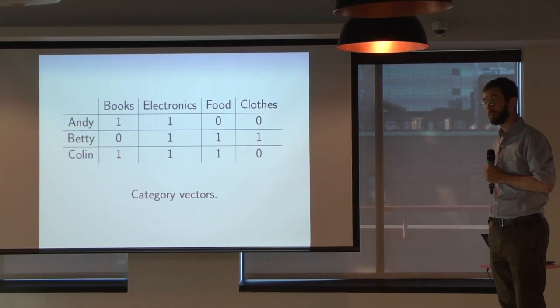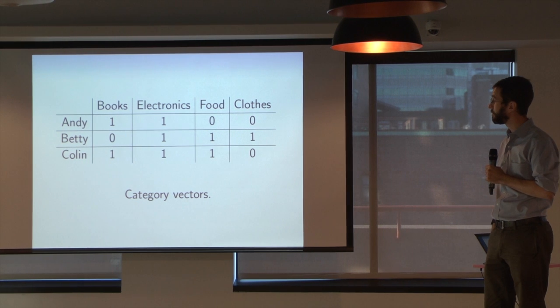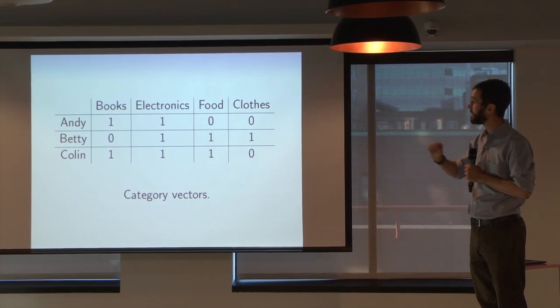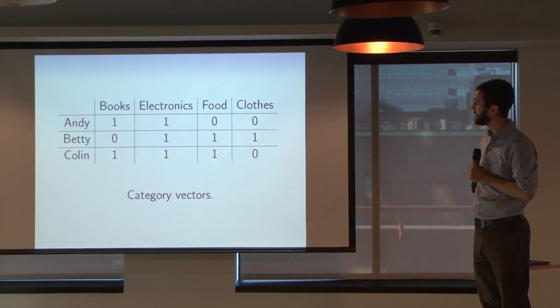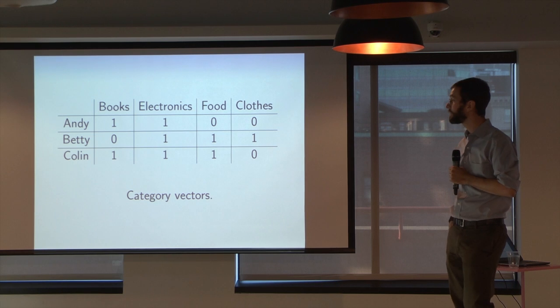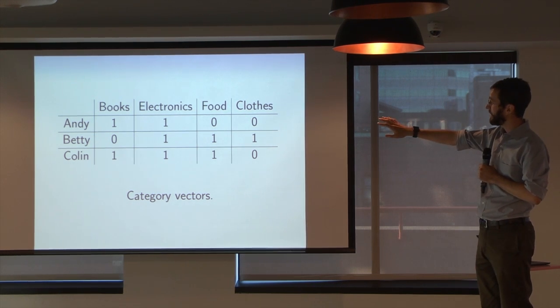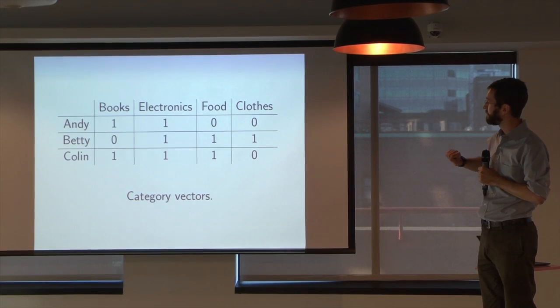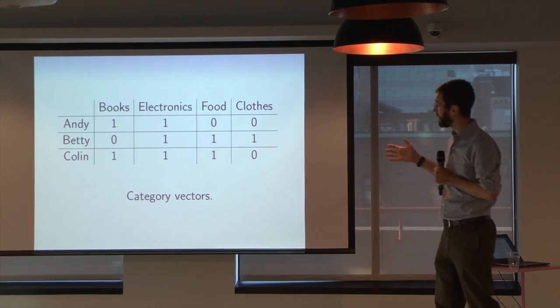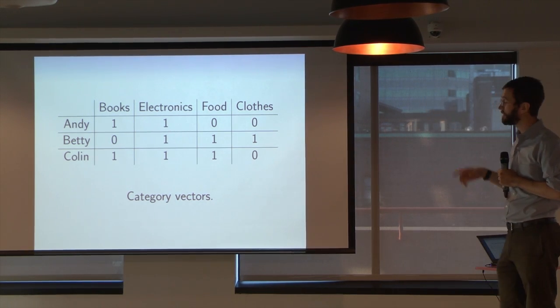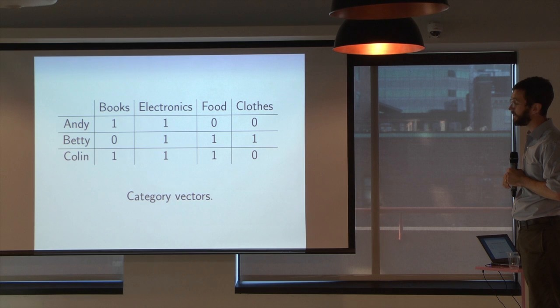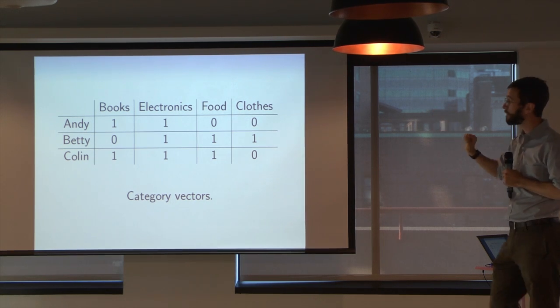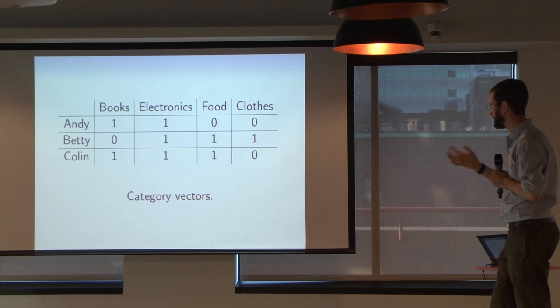So you're an e-retailer and you want to understand what your customers are buying. Here are 3 of your customers, and here are 4 categories of the things that you sell. Andy has bought books and electronics, and Betty has bought electronics and clothes, and so on. So this is data. We're still in the realm of numbers here, but we're taking categories and making numbers, and maybe that doesn't mean much.